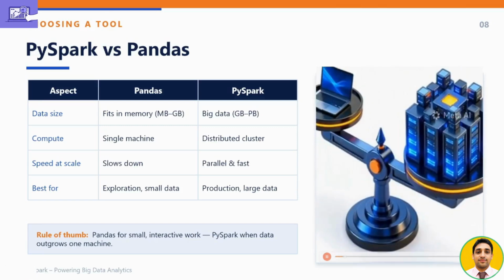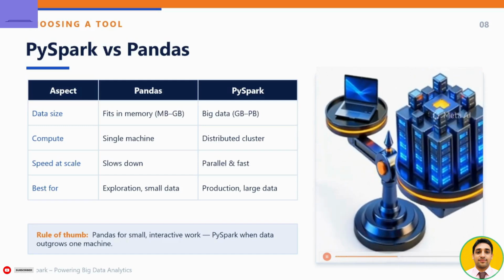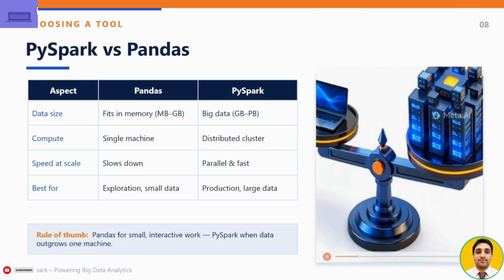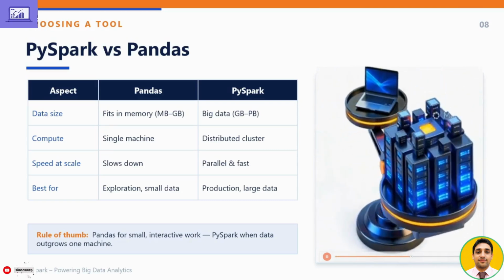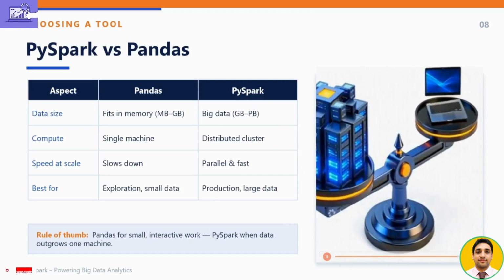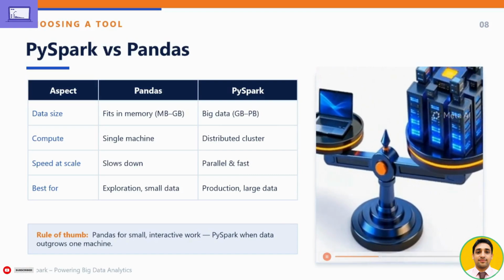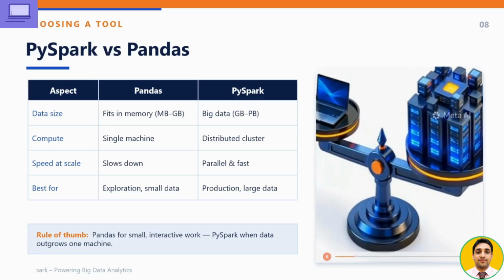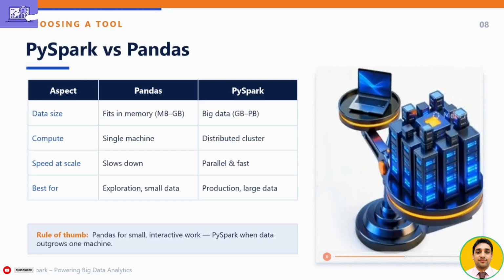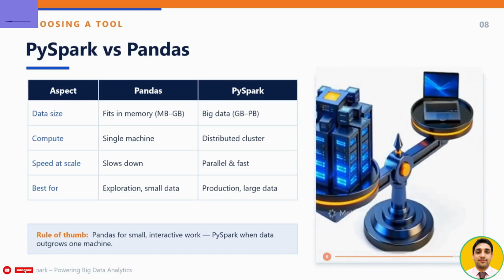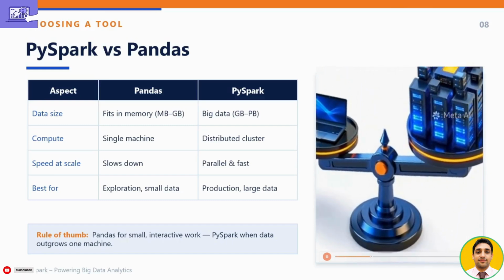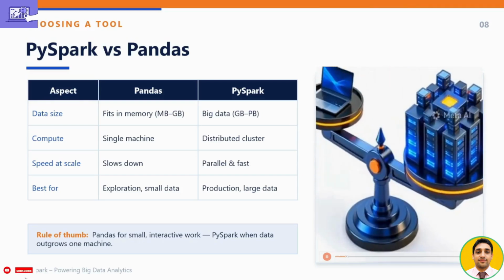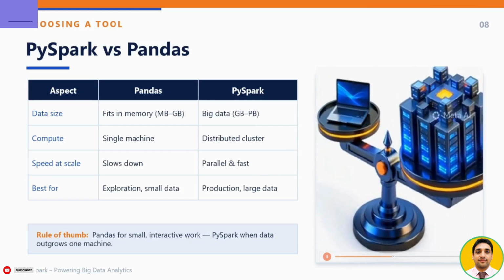In terms of compute, Pandas runs on a single machine using just the resources of your one computer, whereas PySpark distributes the work across an entire cluster of machines. When it comes to speed at scale, Pandas starts to slow down significantly as data grows larger, while PySpark maintains parallel processing and stays fast even as datasets become massive.